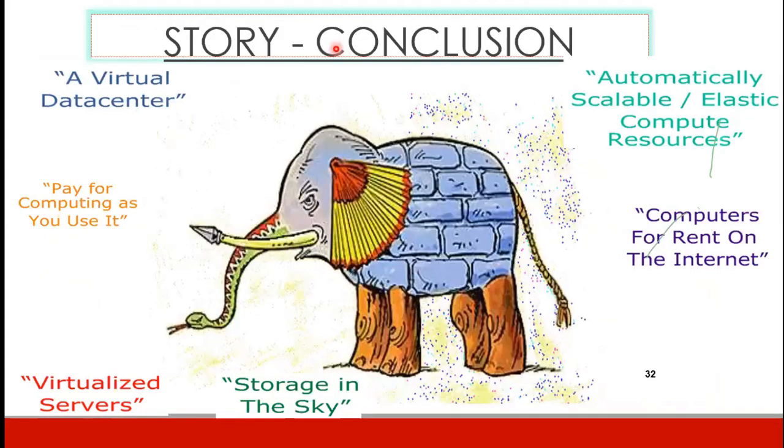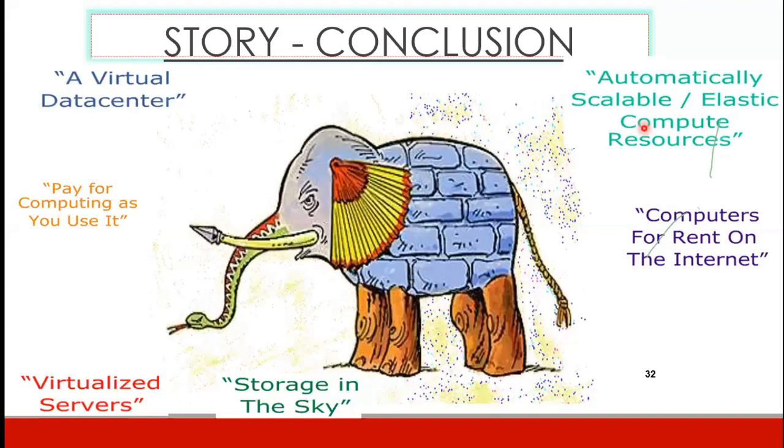The six blind men: the first says it's like a sphere, a snake, a fan, a tree, a wall, a rope. All these six parts are combined together to form an elephant. Similarly, virtual data center, pay for computing as you use it, virtualized servers, storage in sky, computers for rent, and automatically scalable are combined together to form cloud computing. So cloud computing is not a single buzzword. It's a combination of six terms which provide an excellent service.